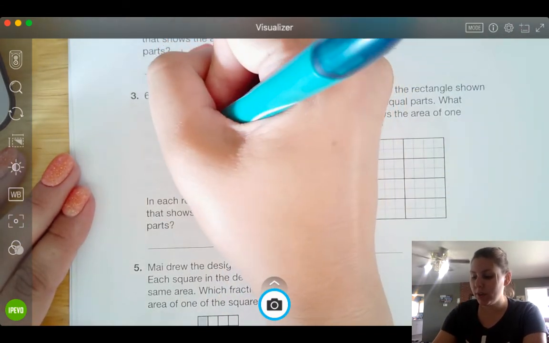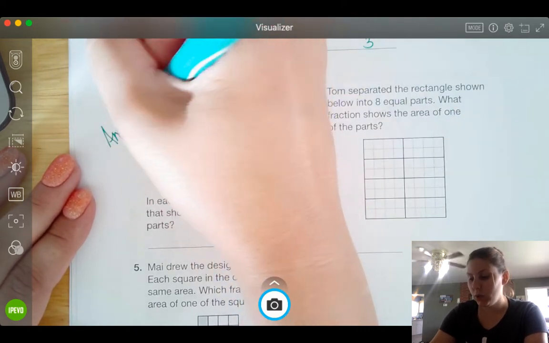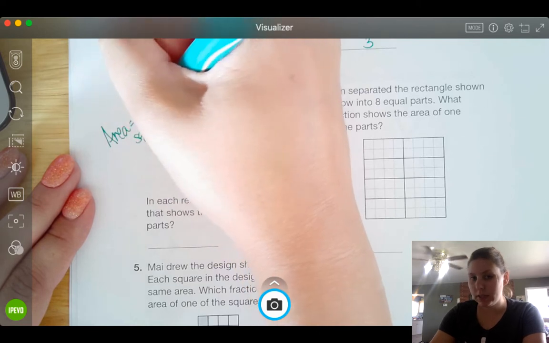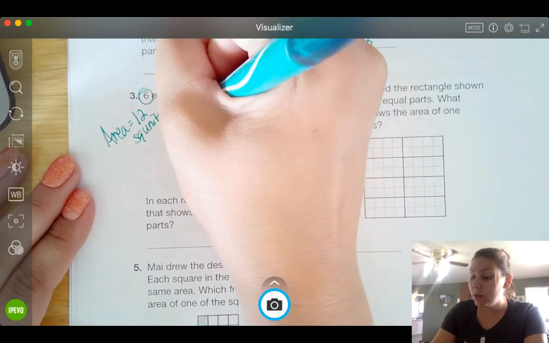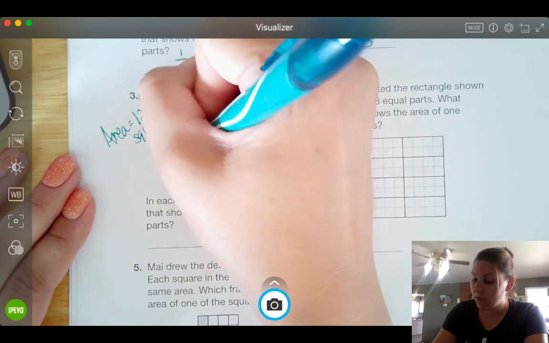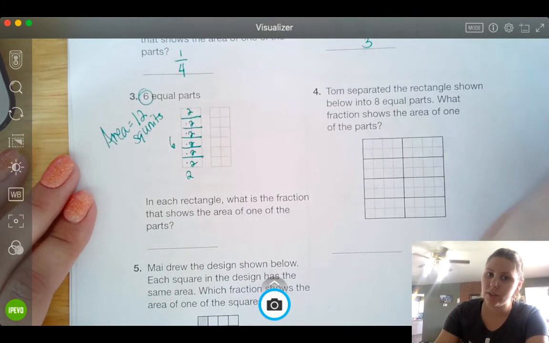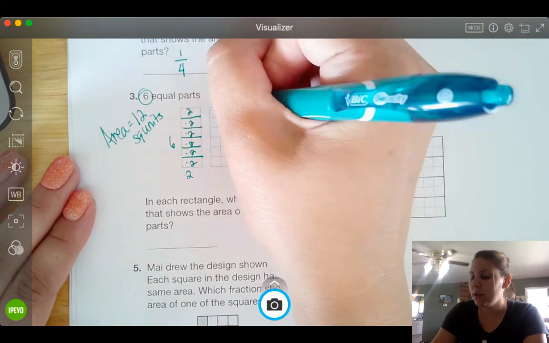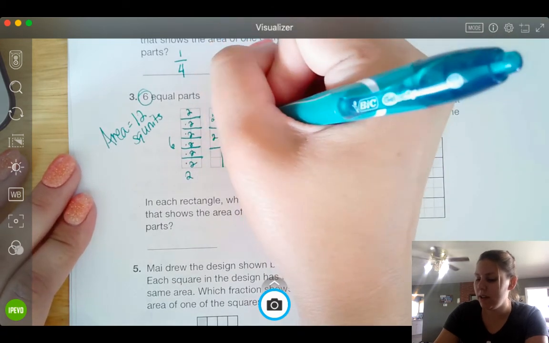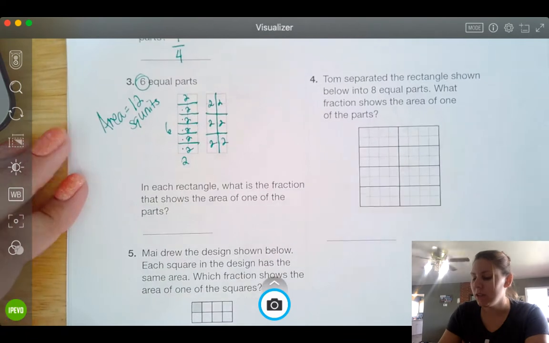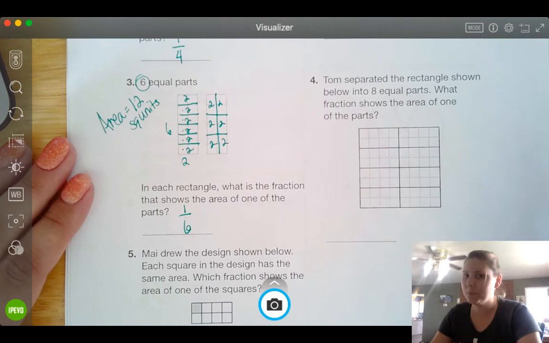1, 2, 3, 4, 5, 6 by 2. So our area equals 12 square units, which divided into 6 equal parts gives us 2 for each one. 1, 2, 3, 4, 5, and 6. 2, 4, 6, 8, 10, 12 all together, and there are 6 equal pieces. Another way I could do this is I can cut it in half, and then I can cut it in thirds. And they still each have 2 equal pieces. So the unit fraction would be 1/6, 1 out of 6 equal pieces.